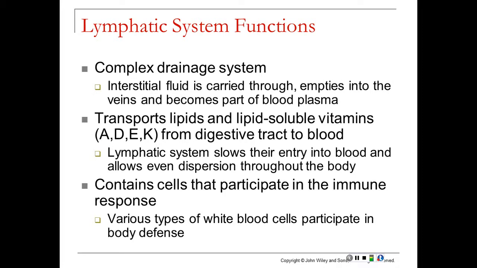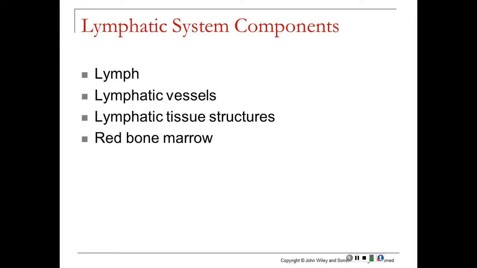The lymphatic system works to slow their entry into the blood, so it's going to allow for those vitamins to diffuse throughout the body instead of just being absorbed at particular locations. The lymphatic system contains special cells that participate in the immune response as well. These are the white blood cells that we mentioned back in our chapter when we talked about blood. We're going to get into them a little more specifically here and some of their specific actions.